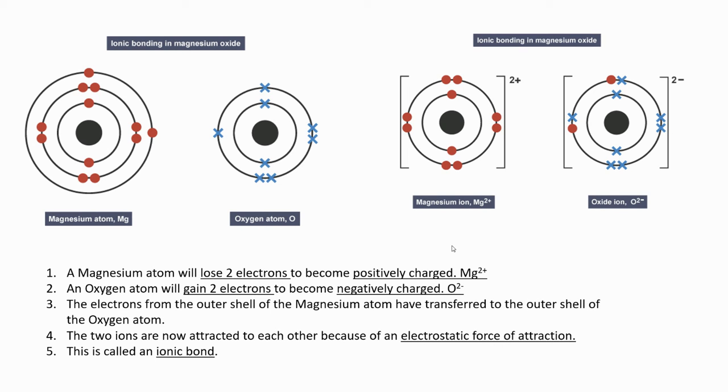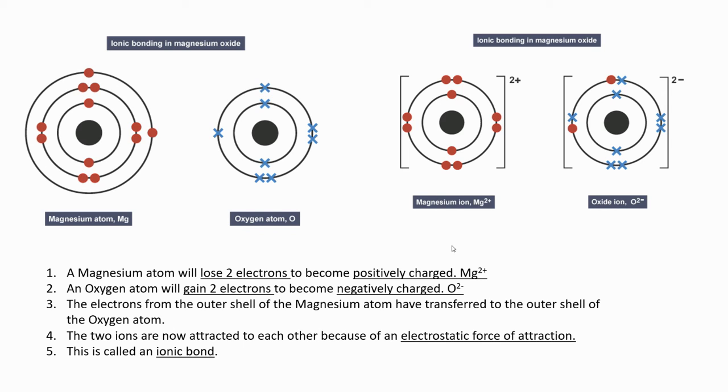So again, going through, you'll notice that the answer is very, very similar. The only difference is in terms of the type of the atom and the number of electrons being lost and gained, and the charges formed. So a magnesium atom has 2 electrons in its outer shell, will lose 2 electrons to become positively charged, Mg2+. An oxygen atom will gain 2 electrons to become negatively charged, O2-.